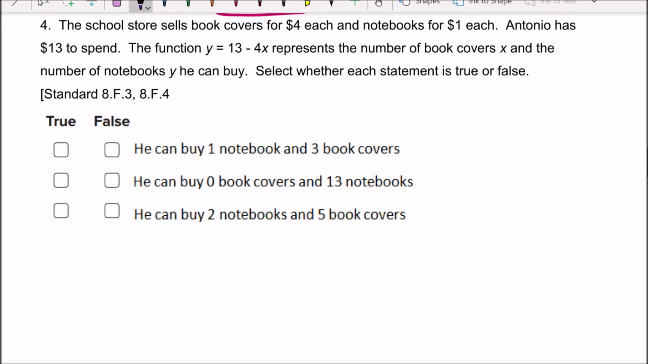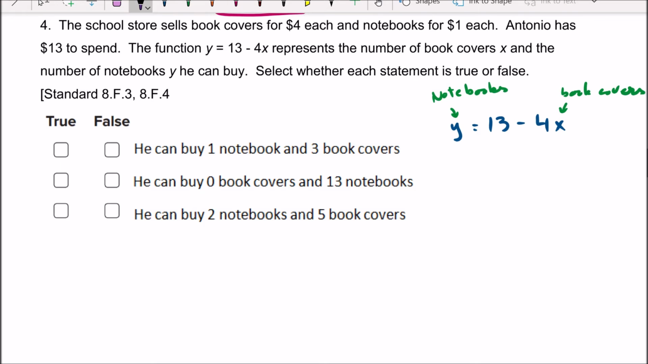First of all, they give you the equation already: y equals 13 minus 4x. Obviously 13 is the amount of money he has, $13, and we take away $4 for each book cover. I'm going to put a quick note for myself. This is my book cover, x, and this one, y, is my notebooks. So when you read the true or false statements, you can quickly identify which is which.